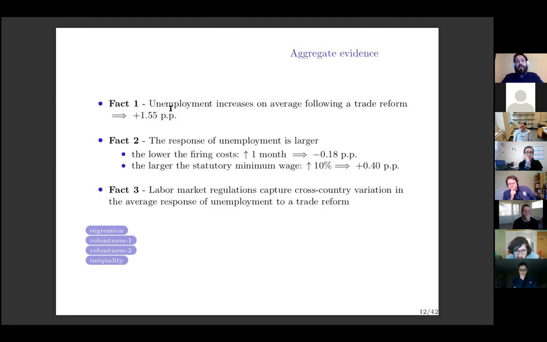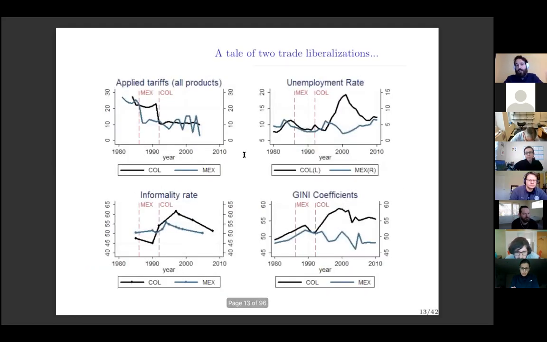So this means that they play a role in explaining the dynamics of unemployment following trade liberalization within the entire sample of countries that we have. Now, zooming in on the data set that I have, we can look at the experience of two particular countries, in particular Mexico and Colombia.